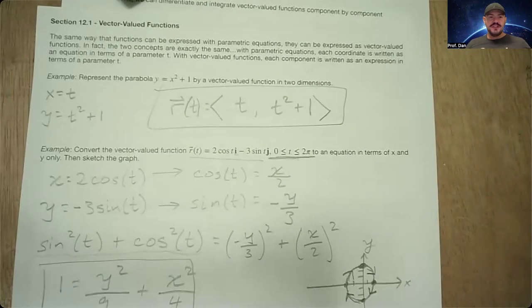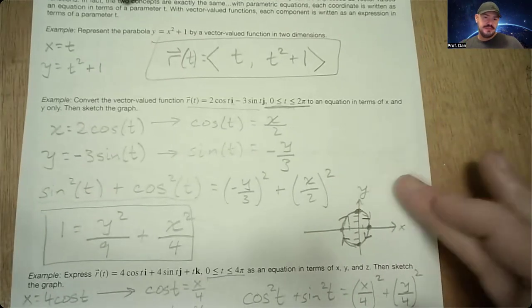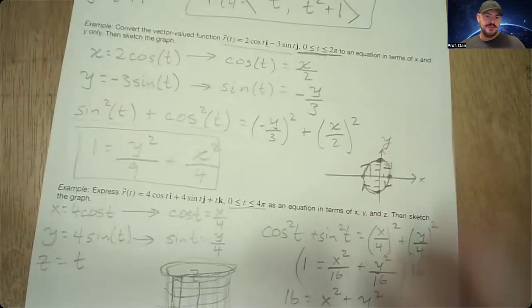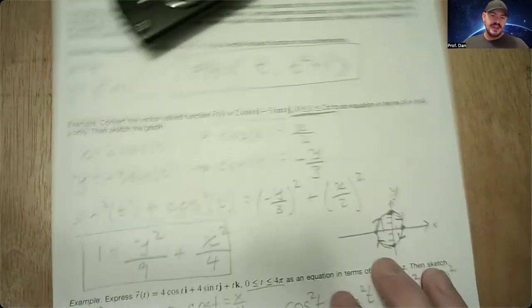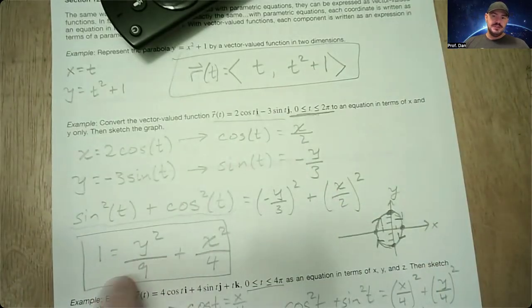So kind of giving you a recap there. We started off by talking about what vector valued functions are. They're basically the exact same thing as parametrics. The only difference is that we use vector notation to write them. Then we did an example where we graphed a two-dimensional curve and a three-dimensional surface after converting our vector valued function into just a function of x and y.